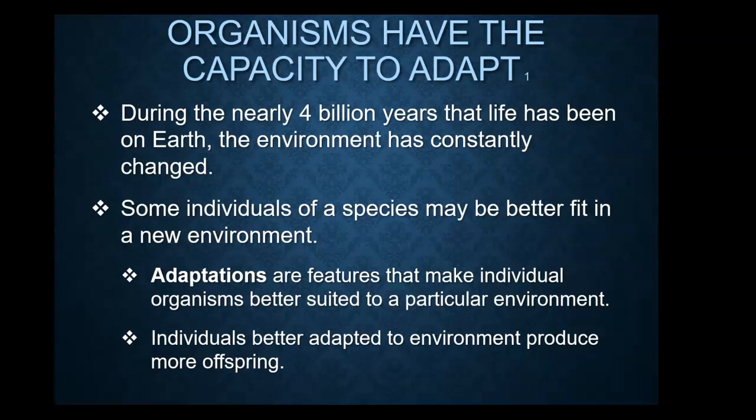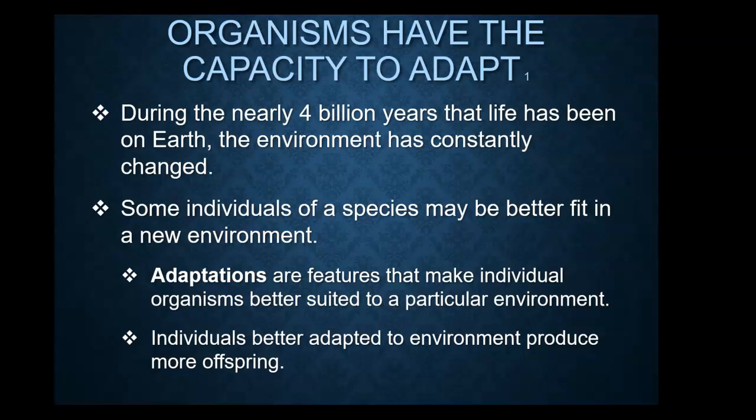So, for example, let's look at birds. We know that penguins are birds, but penguins have had to do what? They have an extra downy layer of feathers. They have blubber. We know that they live in the Antarctic region, and that's very, very cold. We know that their wings also have been adapted for swimming. So adaptations, therefore, are features that make individual organisms better suited for a particular environment.